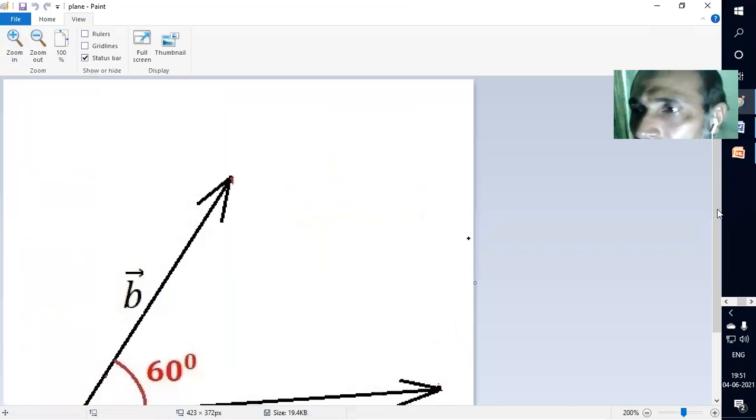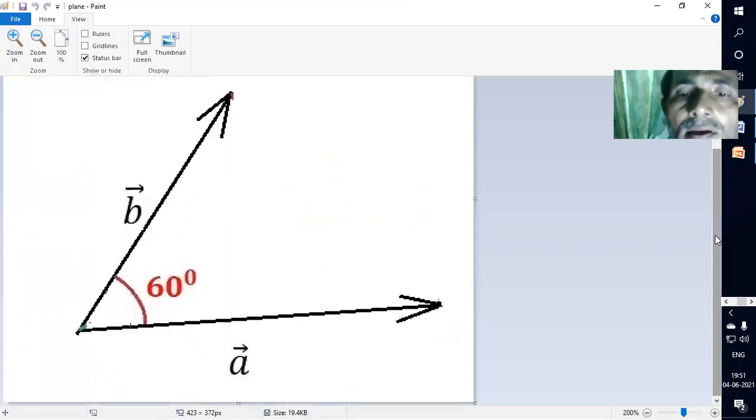Okay, let's take this figure. Here in this figure, the vector A and vector B are shown. Their tails are coincident and the angle between them is 60 degrees. Of course, the angle is always measured in the anti-clockwise direction. And the measurement of angle is always done when the two vectors are having their tails coincident.